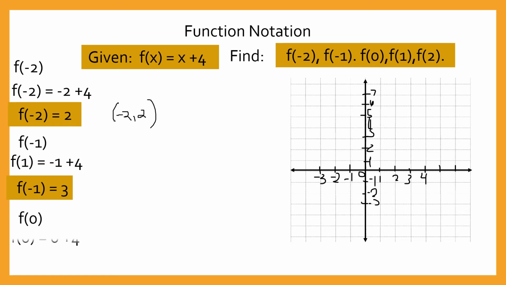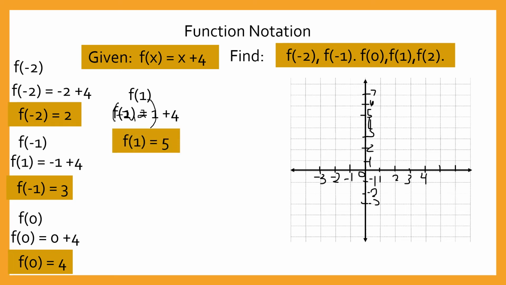And then, if I have f of 0, it means 0 plus 4, and that is 4. And if I have f of 1, that is 1 plus 4, that is 5. And then if we have f of 2, that is equal to 2 plus 4, that is equal to 6. So now, it means that we have different points.